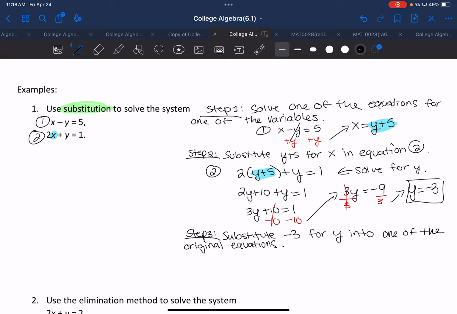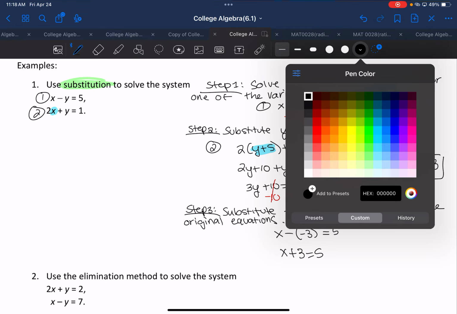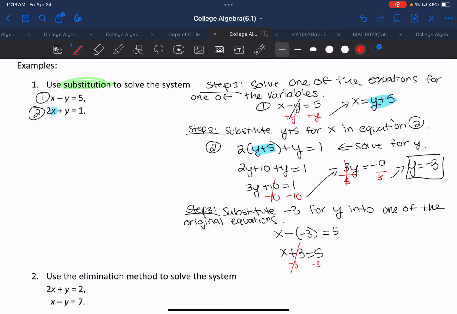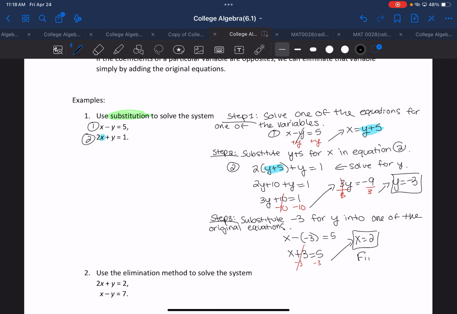So I'll just plug it into the first equation. So this would be x minus, and then y is negative 3, so I plug in another, there's a double negative there. So that will give me x plus 3 equals 5, and then I would subtract 3 from both sides. So x would be equal to 2. So my final answer is the point 2 comma negative 3. Just remember, x always comes first in your ordered pair.